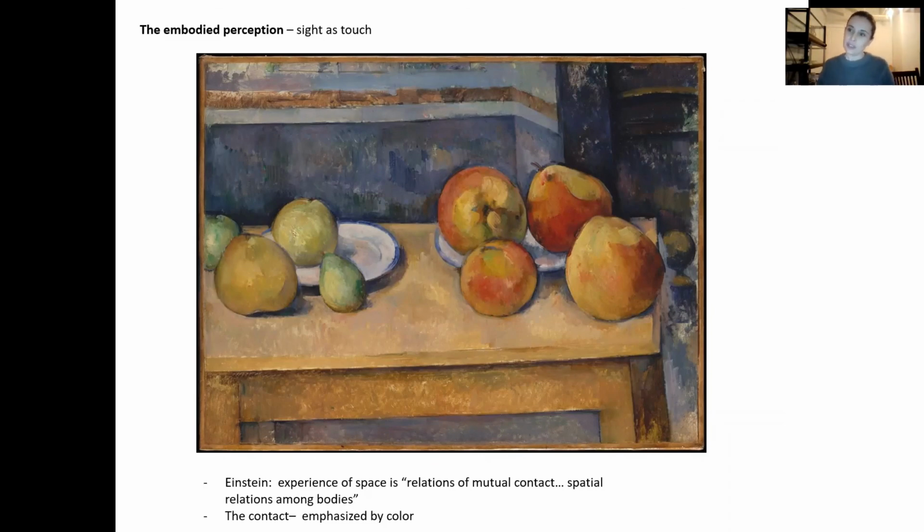Einstein, who is working on his theory at this time, 1905, says that the experience of space consists of relationships of mutual contact, right? We understand space because things touch each other, or we have touched things. So that's the way that we experience the physicality around us. The way that Cézanne indicates it for us is where objects touch is emphasized by color. If you look closely at his apples, every touch is highlighted for us. When you look at these two apples, you feel that they are touching because he has presented that to us in this way.